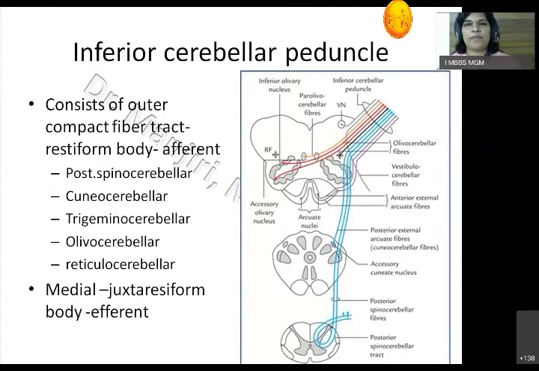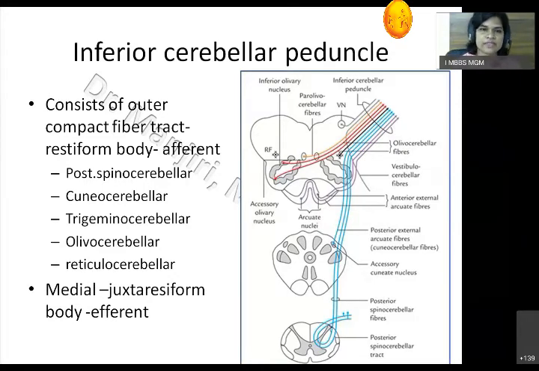Now, white matter, that is inferior cerebellar peduncle. So I already told you, cerebellum is connected to the brainstem by 3 peduncles. Midbrain is connected by superior peduncle. Pons is connected by middle cerebellar peduncle and medulla is connected through inferior cerebellar peduncle. So these peduncles are like gateways. So they consist of only the white fibers.